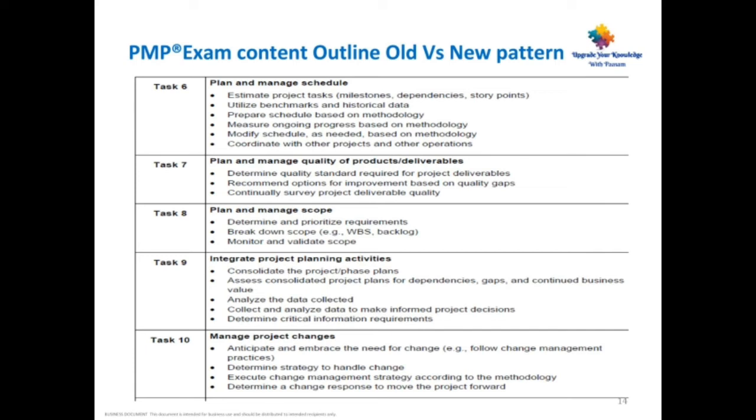Again, the backlog comes in agile methodology. So monitor and validate scopes. Task number 9, integrate project planning activities: consolidate the project or phase plans, assess consolidated project plans for dependencies, gaps, analyze the data collected, collect and analyze data to make informed decisions, determine critical information requirements. These were all there in the previous outline pattern also.